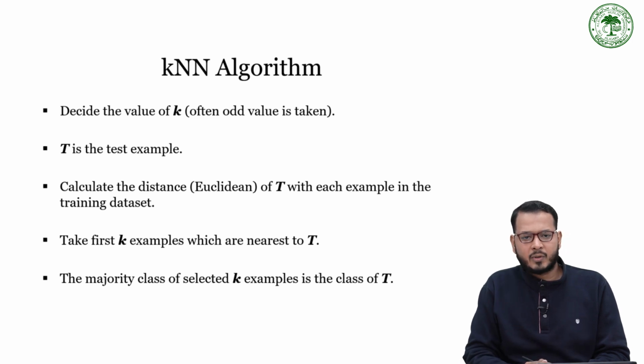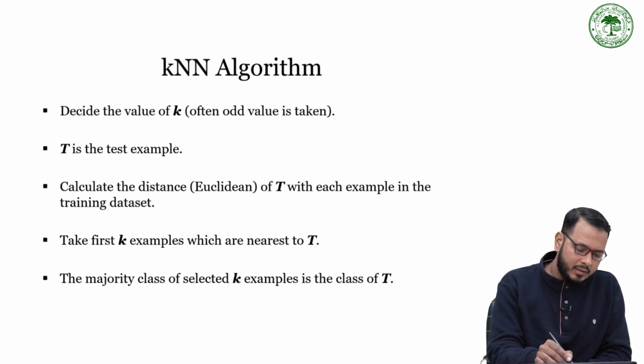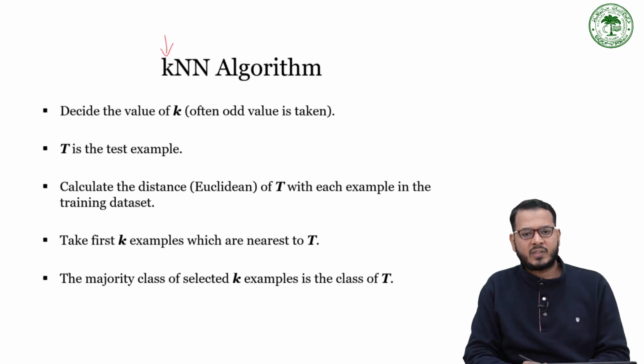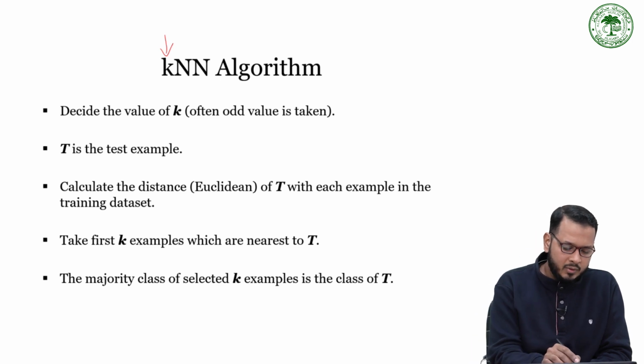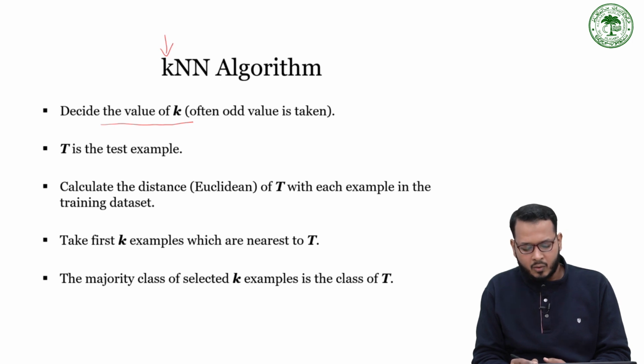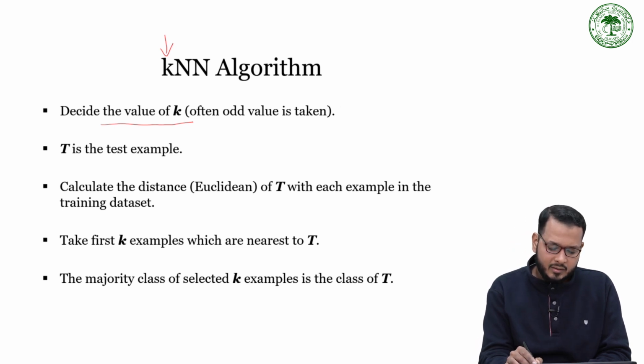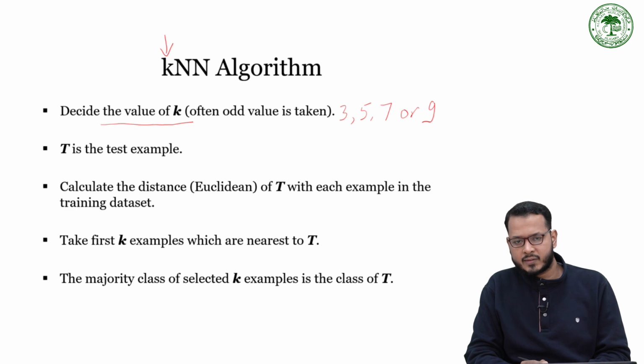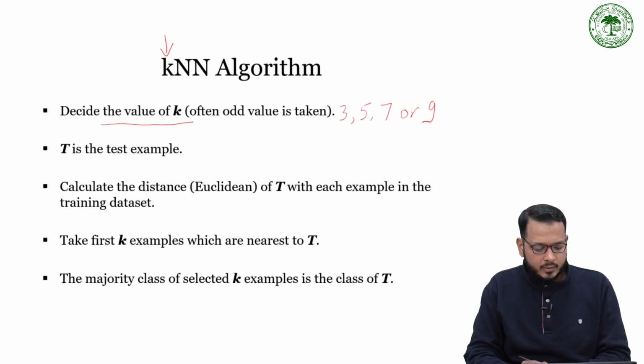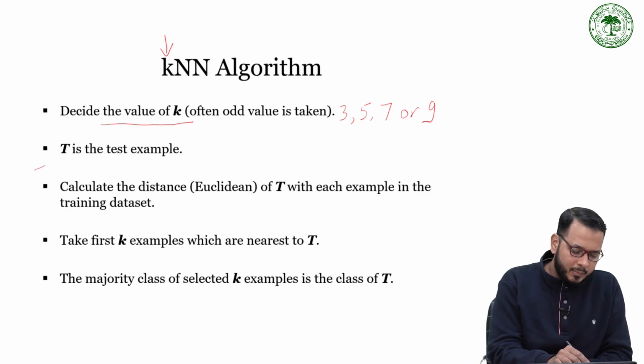Before going into the example of k nearest neighbor algorithm, let's see the formal definition for the same. In k nearest neighbor, k is a parameter which tells you how many neighbors you want to check. So we have to define the value of k beforehand. Usually an odd number is taken, and 3, 5, 7 or 9 are the very common choices for k nearest neighbor algorithm. Then we take the example that we want to test.